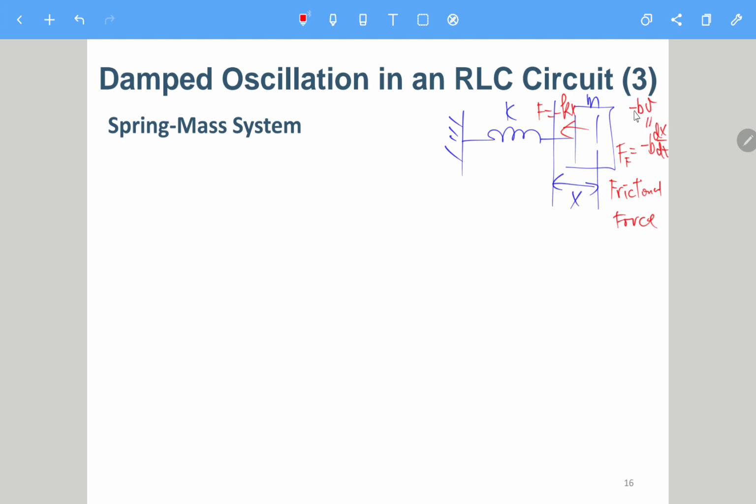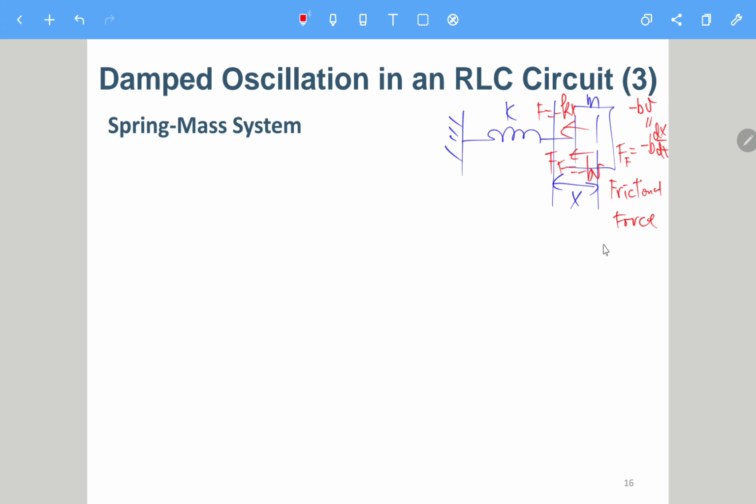Okay, and also we have this negative sign, which means that if we are moving in the positive direction, the frictional force should point in the opposite direction, right? So we also have this F equals negative BV, pointing in that direction.